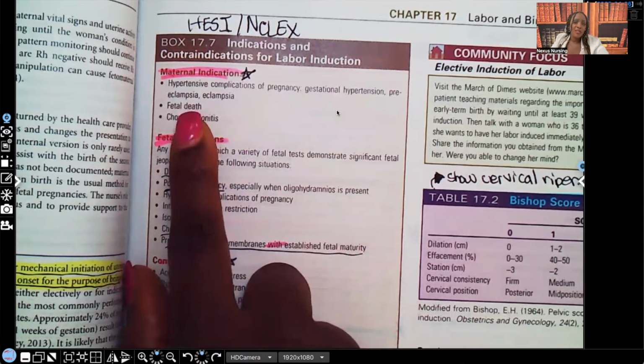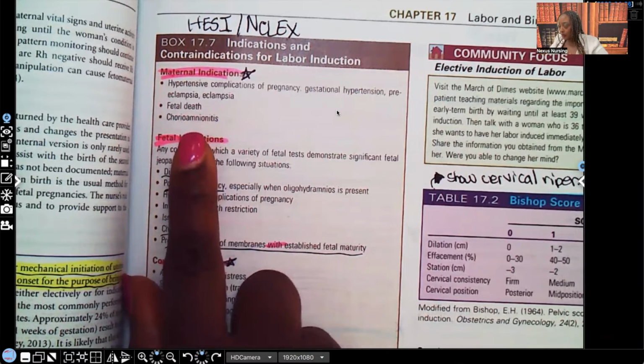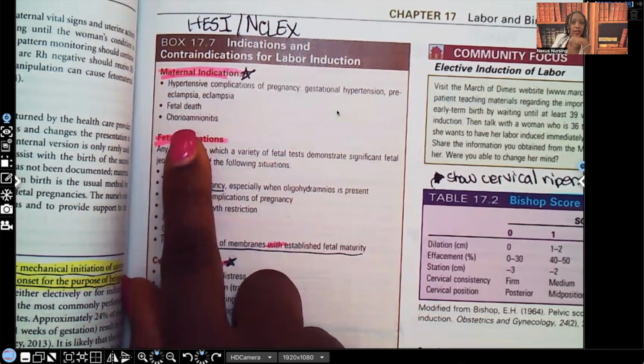Here's another indication, fetal death. If that fetus died inside the womb and it stays inside mom's womb, she's going to get a septic infection, right? So that would be another indication that we would induce labor. And chorioamnionitis. That infection, absolutely, infection of the amniotic fluid, right? So that would be another reason that we would induce labor.